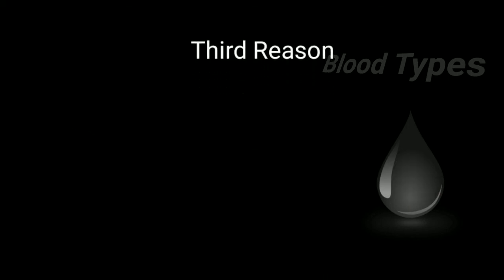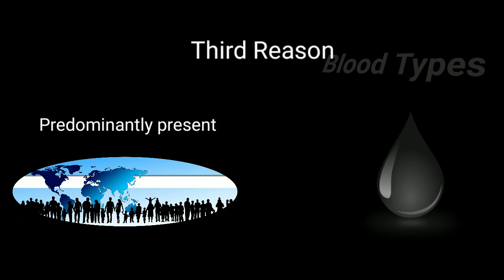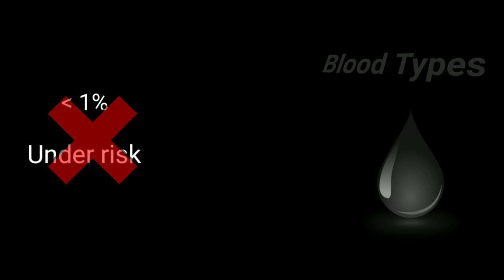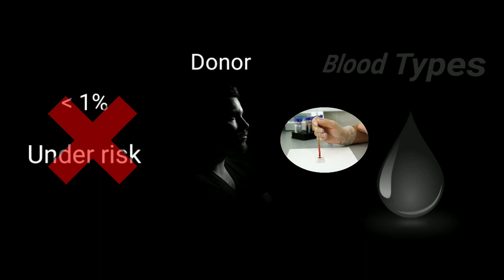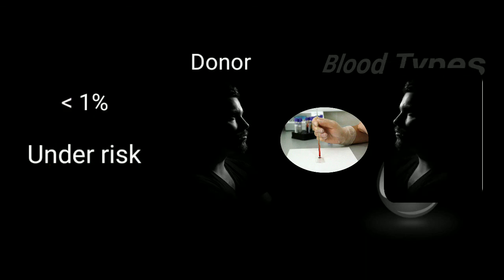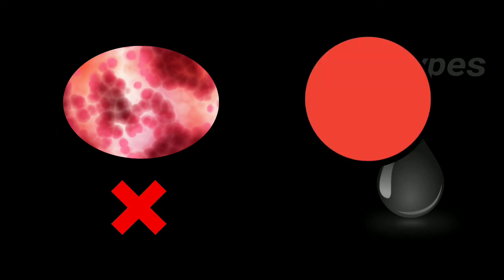Third reason, the antigens of other blood group systems apart from ABO and Rh are predominantly present in the population, more than 99%. So less than 1% of persons are under risk, and this risk is also eliminated by simply mixing the blood of donor and recipient and observing for the presence of clot. The formation of clot indicates mismatch, and clear blood indicates that the blood is okay for transfusion.